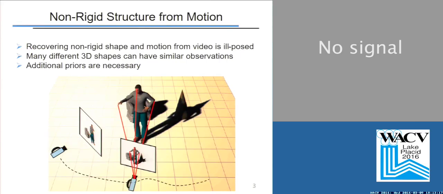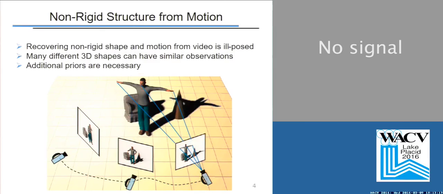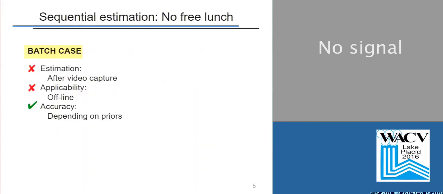When a new frame is coming, the projection is different in the image plane because the camera is moving and the shape is deforming. So far, most approaches in the state of the art are batch, and hence all frames are processed at once after the video capture. For the batch case, the applicability is offline, and normally the solutions can become very accurate depending on models and priors.